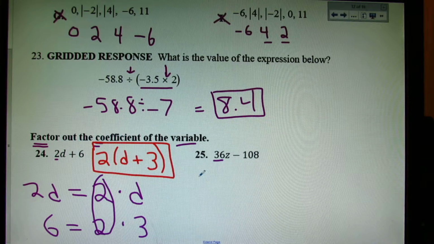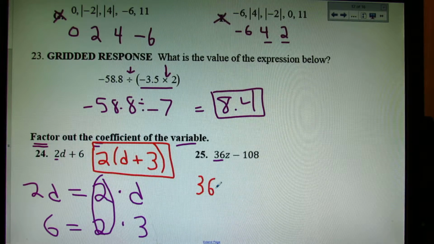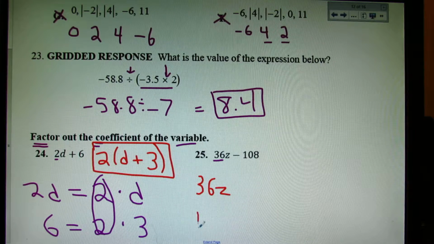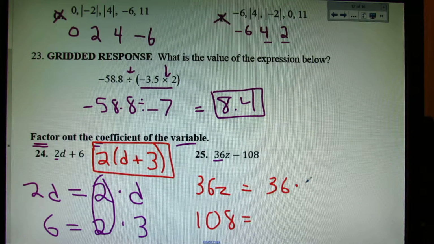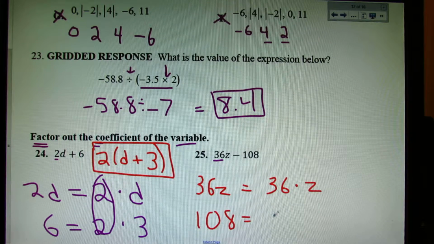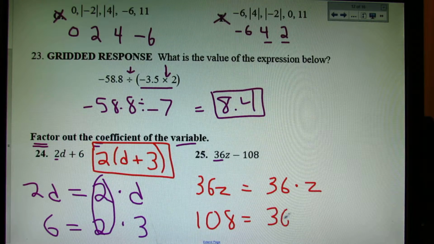Second question again. I'm going to break up my 36Z, my 2 terms, and my 108. Okay, so I'm going to do 36 times Z. That's 36Z. Again, I want to make 108 represented by 36 times something. Okay, well, I don't know that fact. I don't know about you. So I'm just going to divide these two in my calculator. 108 divided by 36, and that'll get me that missing number.